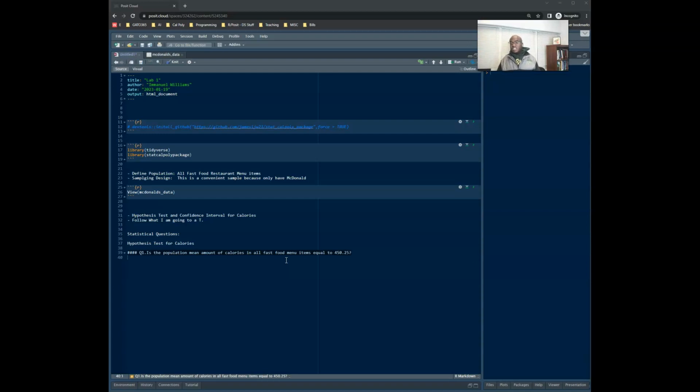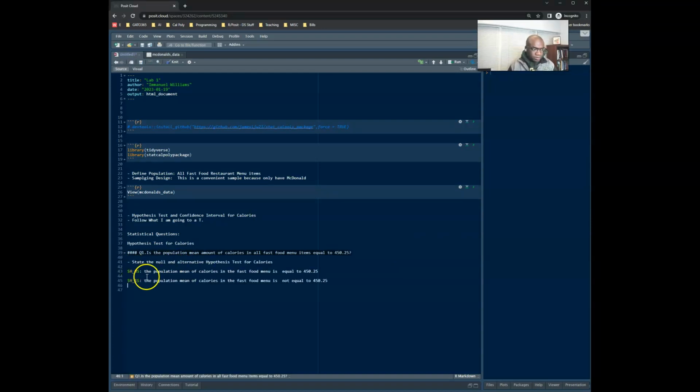Again, we're doing a convenience sample, so we know for a fact there's going to be some biases in terms of our results, but we can still talk about it. And so, in terms of stating the null and alternative hypothesis using words, it would look something like this. The population mean of calories on the fast food menu is equal to 450.25, and then the population mean of calories on the fast food menu is not equal to 450.25.